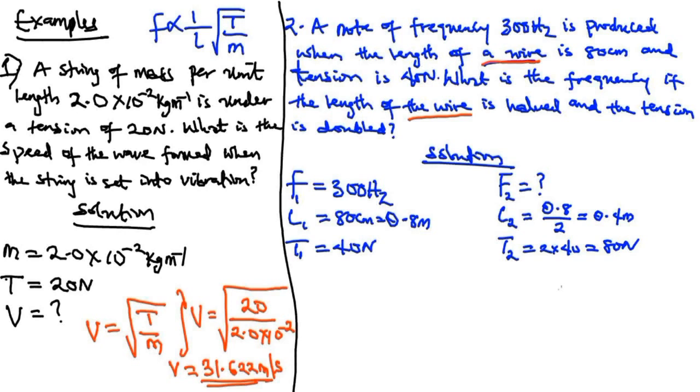Now we do not have an M. Okay, so what we're going to use is that f is directly proportional to 1 over L, then the square root of T. That's it. That's what we're going to use.